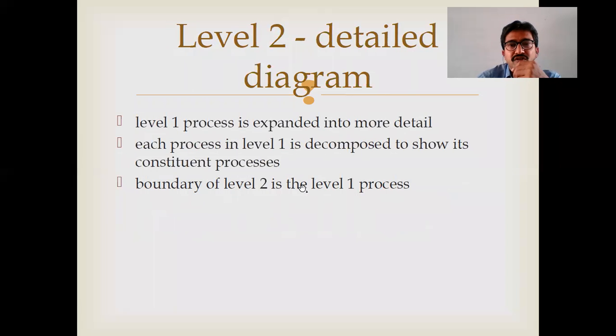Level 2 talks about more detail, where a process is expanded. Each process in level 1 is decomposed to show its constituent processes. The boundary of level 2 is the level 1 process, so it is an expansion of level 1. Previously, for context information and configuration information in level 1, I'm expanding from the level 1 process only, the configuration information, to give more details. That's what we have done, right?